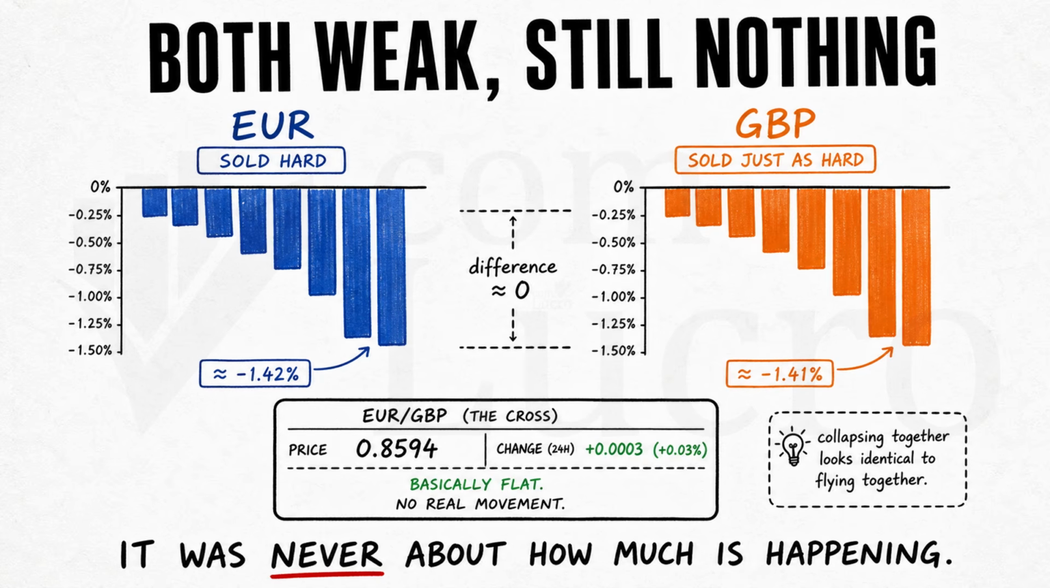It works exactly the same in reverse. If the euro is being sold hard and the pound is being sold just as hard, Euro GBP still goes nowhere. Two currencies collapsing together produce a flat chart, just like two currencies flying together do. It was never about how much is happening, it's about the gap.